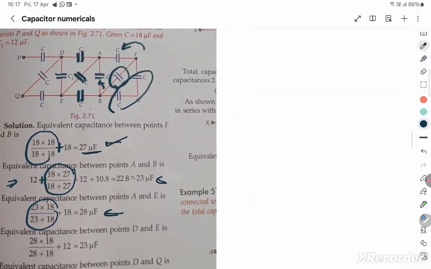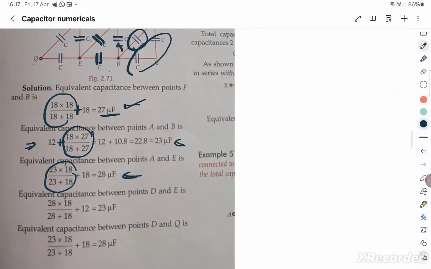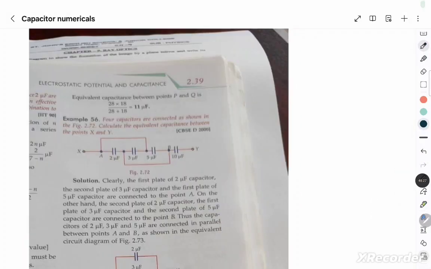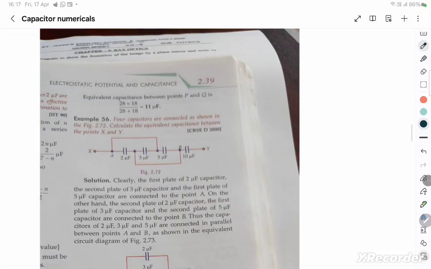I hope you understood. So let's go to the next question. It is the 56th question. The 4 capacitors are connected in such a way. Calculate the equivalent capacitance between the points X and Y.